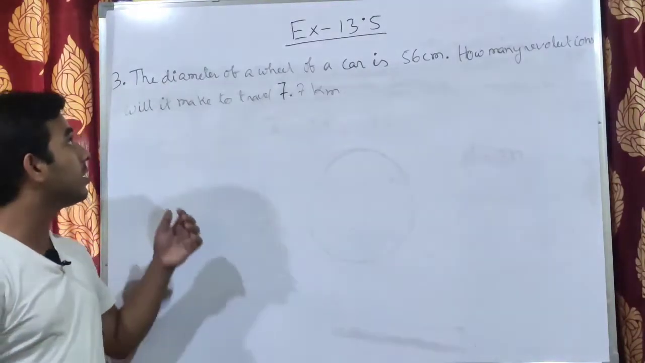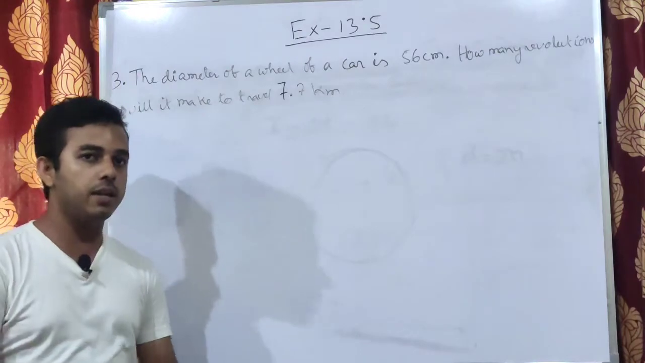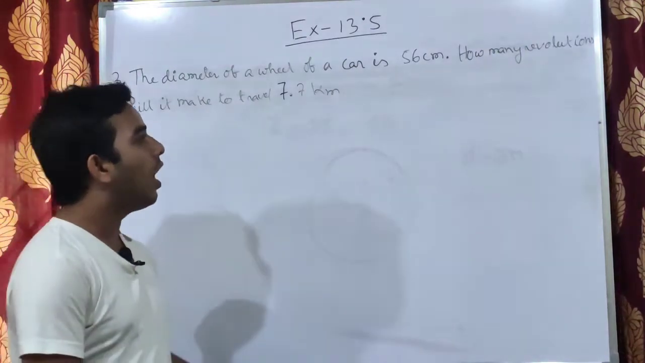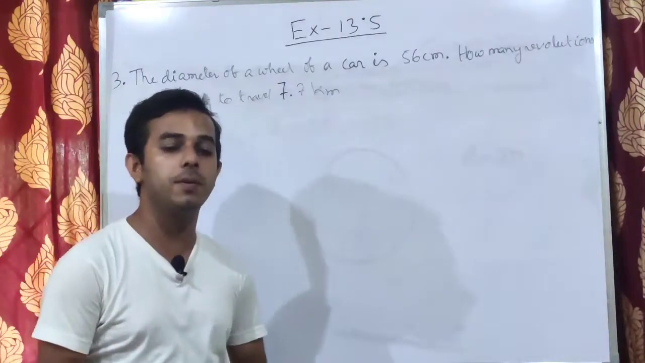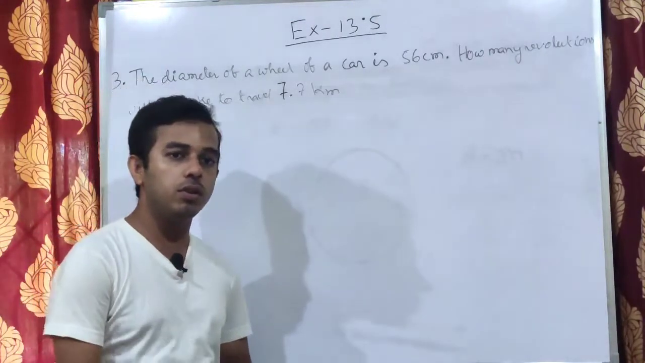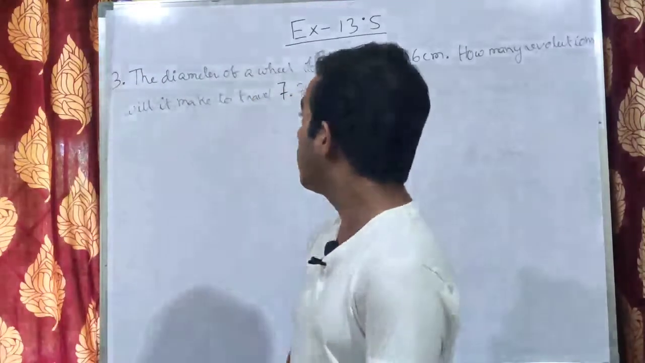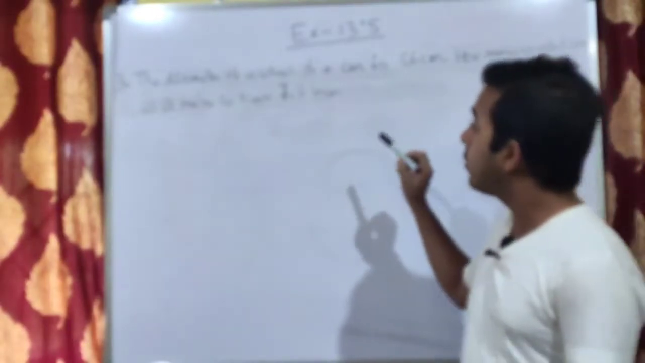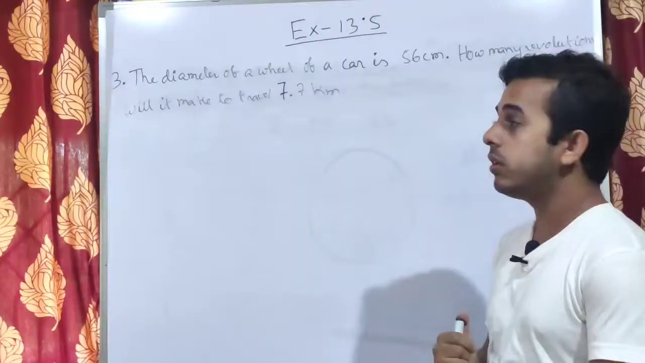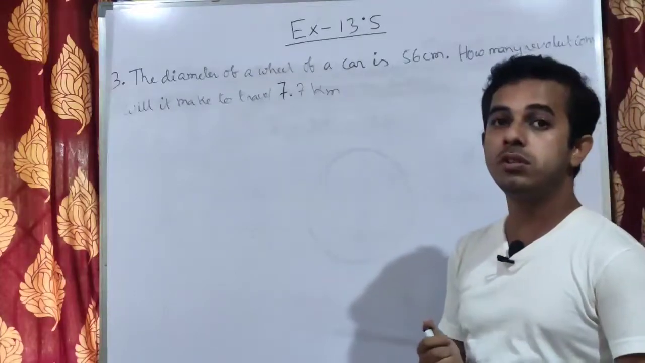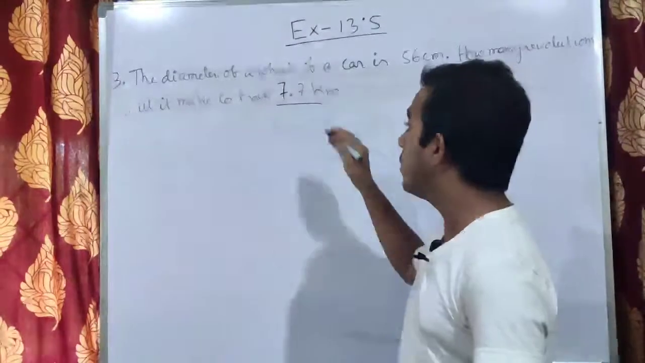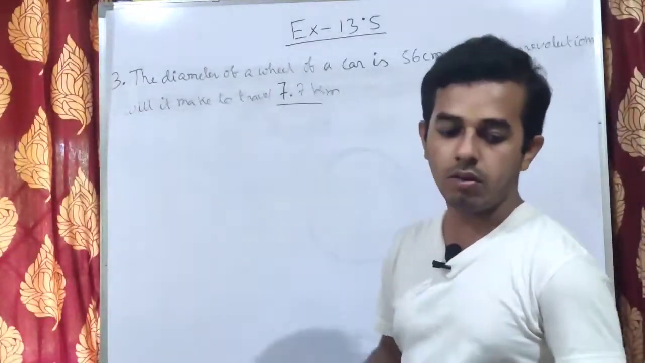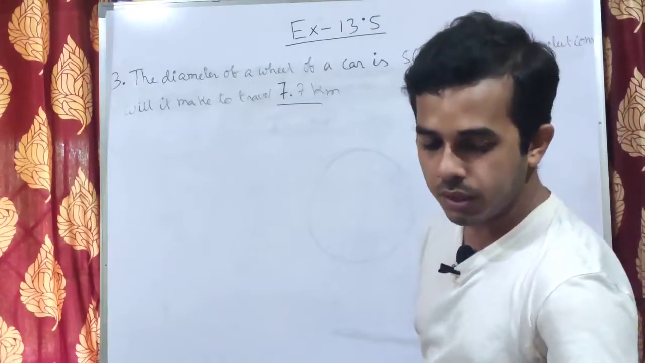So next question is, the diameter of a wheel of a car is 56 centimeter. How many revolutions will it make to travel 7.7 kilometer? So here diameter of the wheel is given, that is 56 centimeter, and we have to find the number of revolutions made by the wheel to travel a distance of 7.7 kilometer.